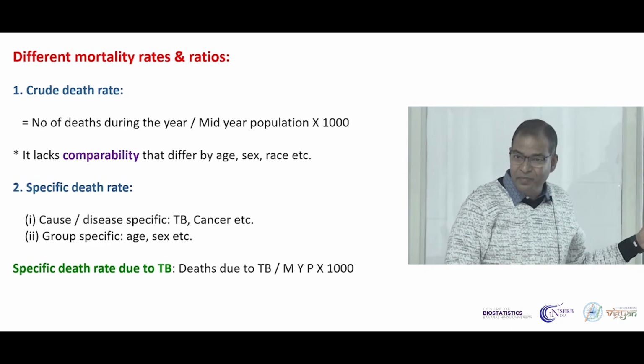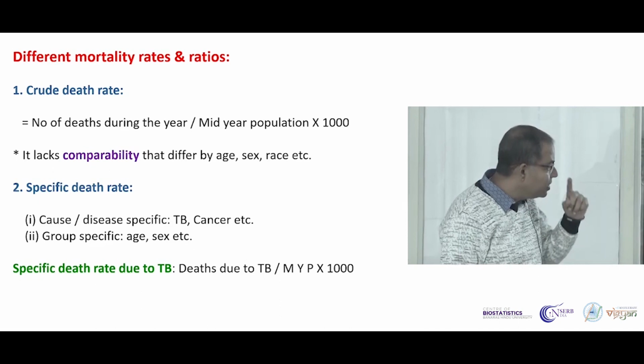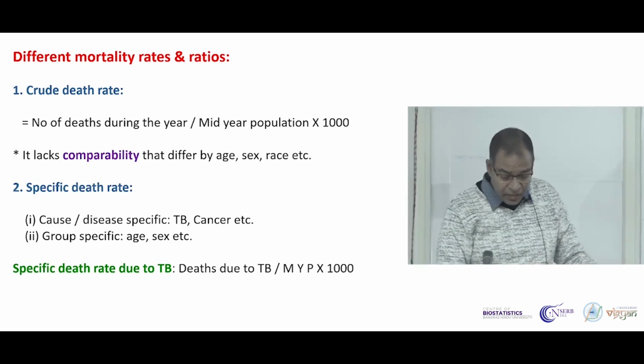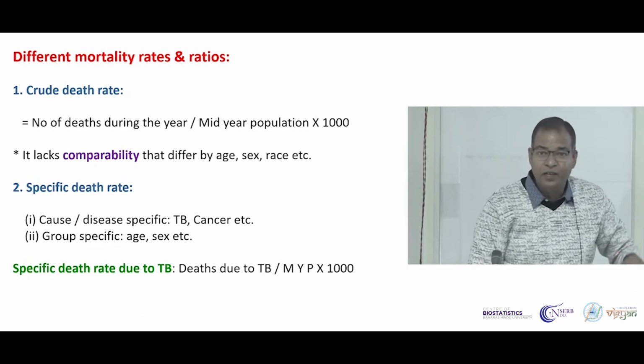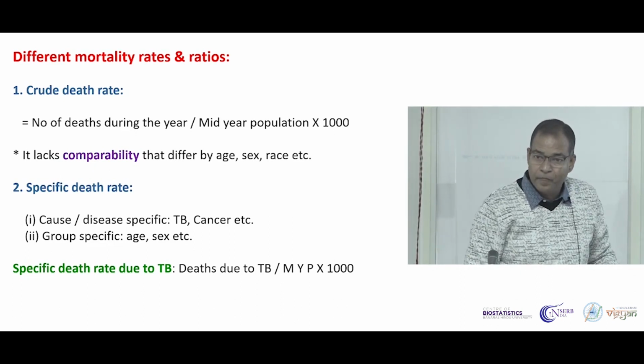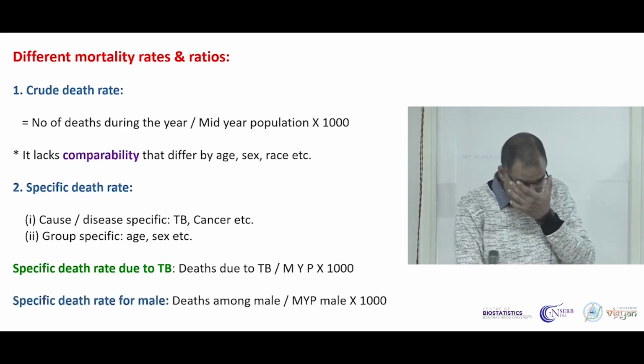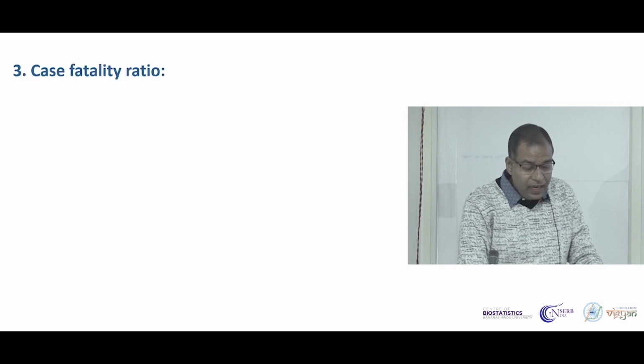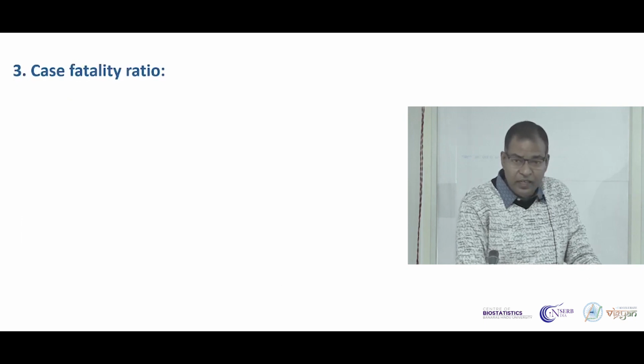So when the denominator is this one and the multiplier is 1000, then we get the specific death rate due to tuberculosis in one particular place. Clear? Next, specific death rate for male. Next, another important thing is the case fatality ratio.